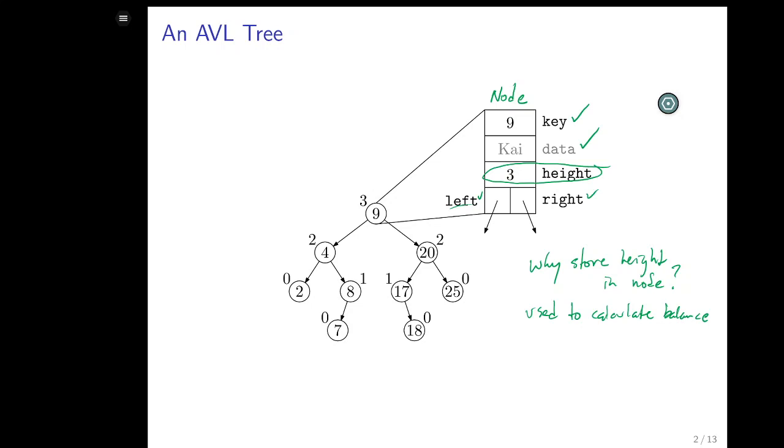But can I just calculate it? Why should I store this in the structure? It's wasting space. I just have to calculate it. Why don't I just calculate it when I need it? Like, I want to check the balance of my two children. I say, hey, tell me what your height is. And it says, okay, just a second, I'll get right back to you. And it calculates its height. And then I yell down to the other child, hey, what's your height? Why don't I store it?